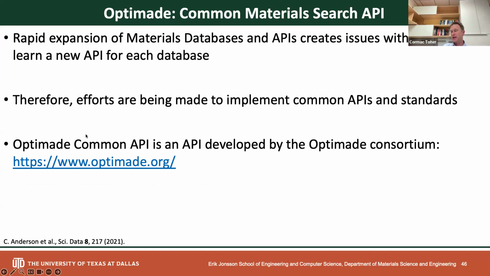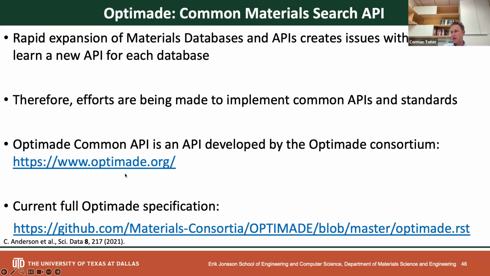So this Optimade common API is an API developed by the Optimade consortium. You can find out more information about them at optimade.org. And the full current Optimade specification is available on GitHub, at materials-consortia/optimade/blob/master/optimade.rst.